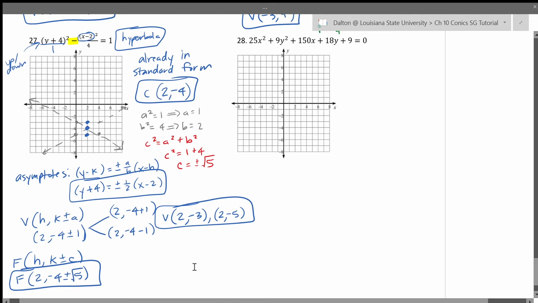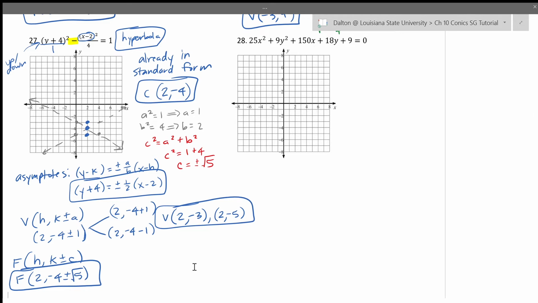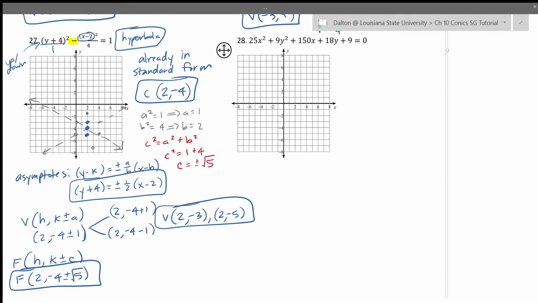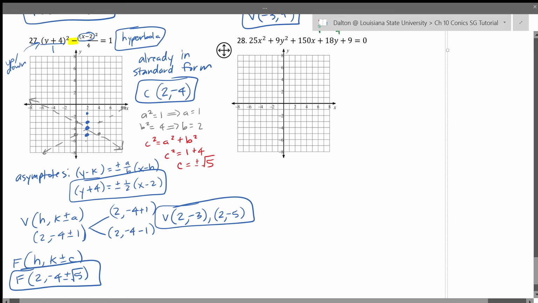So when you graph the foci, that'll be 2 to the right, and then -4 plus the square root of 5. Square root of 5 is like 2 point something. So -4 plus 2 point something. Just kind of estimate where those fractions are going to be. It's going to be about -1 point something. So it'll be something like this. And then 2 comma -4 minus the square root of 5 will be about 1.5 away from the vertex. And always label your foci. That way we know the difference between the foci and the vertex. So just label one of them F1, the other one F2.